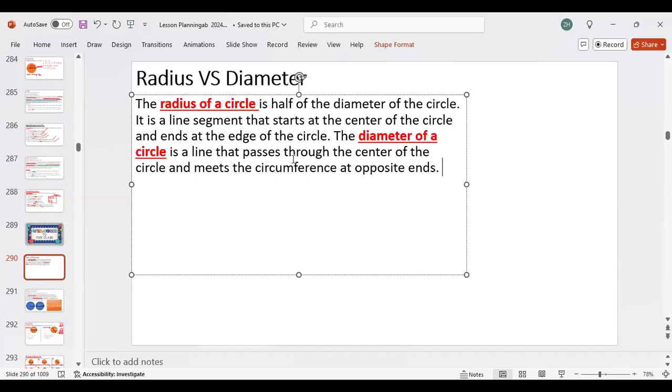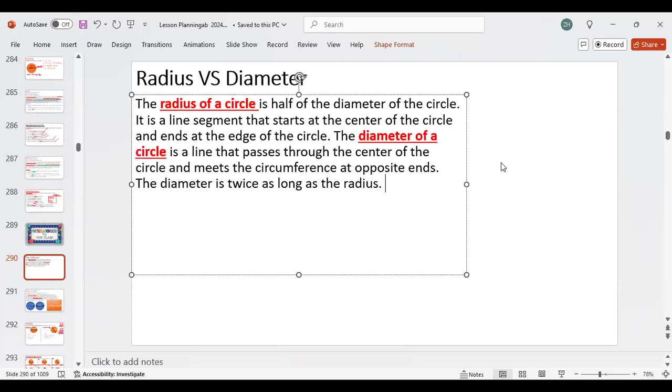Now, if we were to compare the two, which one is longer, the diameter or the radius? Diameter. So the diameter of a circle is a line that passes through the center of the circle and meets the circumference at opposite ends. How much longer is the diameter compared to the radius? Twice as long. So diameter is twice as long as the radius.